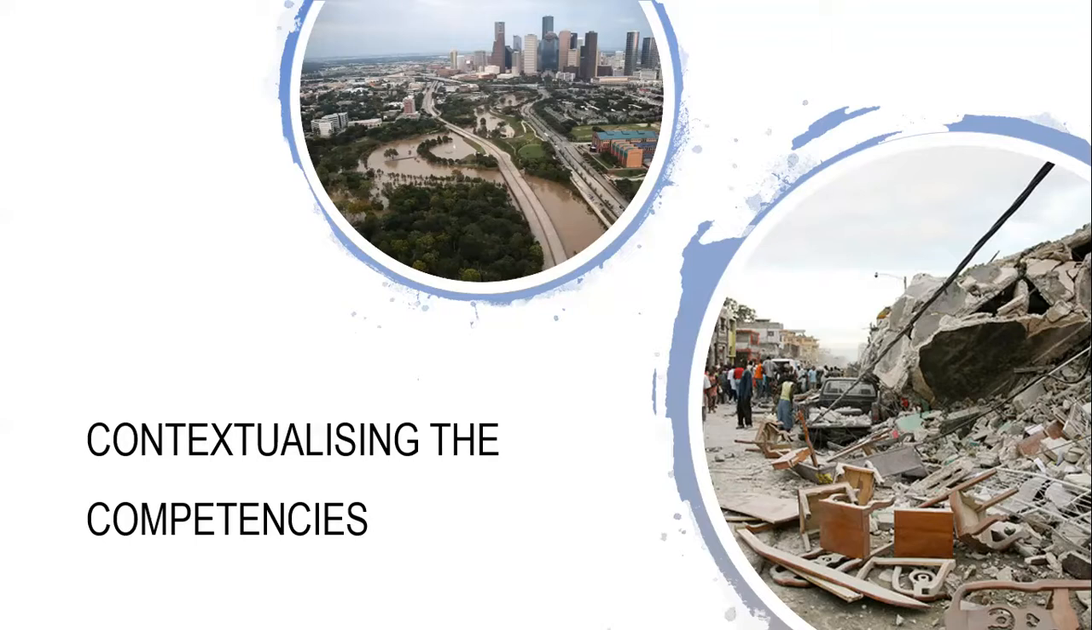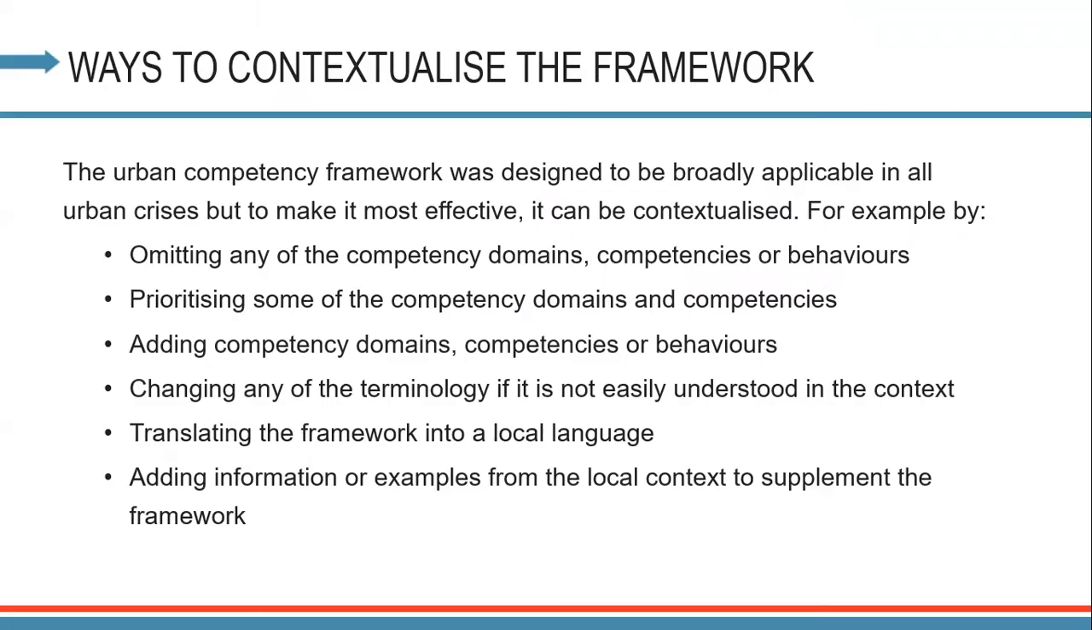In the next part of the session, we'll look at how to use the Urban Competency Framework in a specific context. The framework was designed to be broadly applicable to all urban crises, but to make it most effective, it can be further contextualised. There are numerous ways in which this can be done, and the contextualisation can be done to a greater or lesser extent. For example, domains, competencies, or behaviours can be omitted, or certain ones can be selected and applied to different roles. Additional domains, competencies, or behaviours can be added if something is considered to be essential in a specific location.